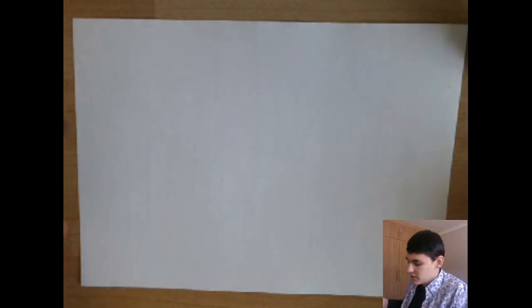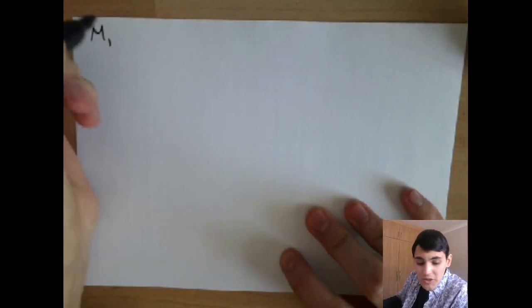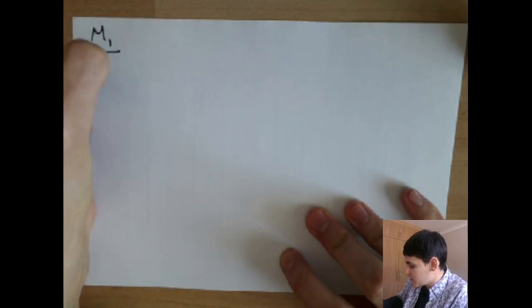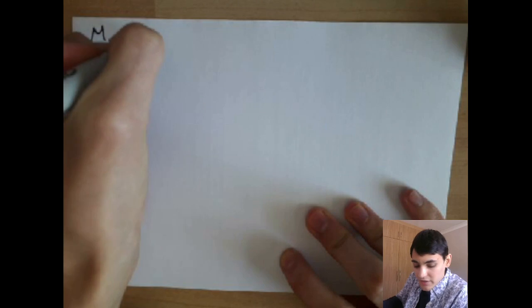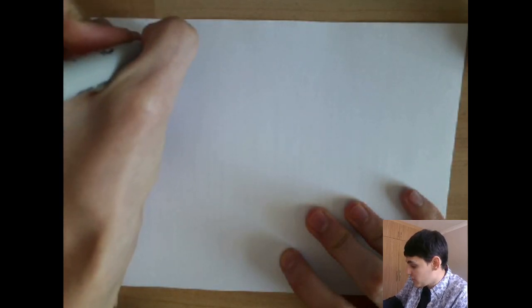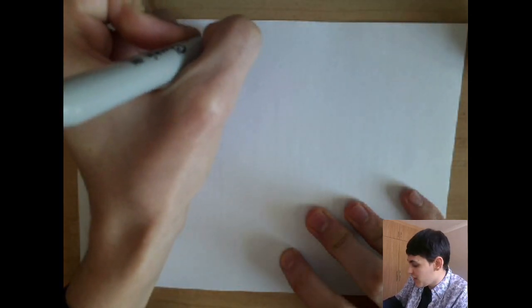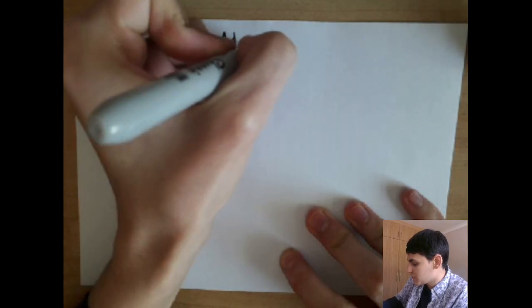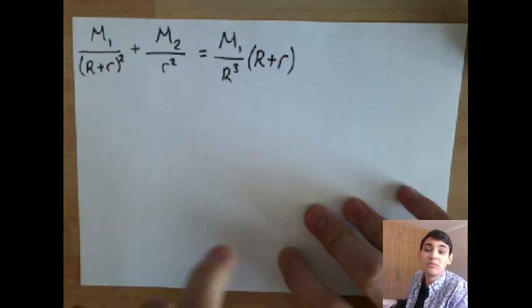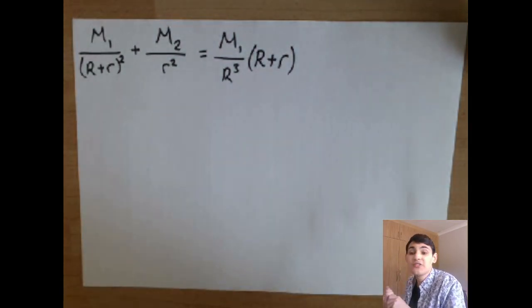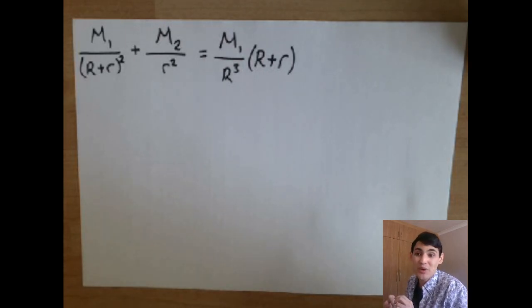Okay. So we end up with m1 over big R plus little r all squared plus m2 over little r squared, and that is equal to m1 over big R cubed multiplied by big R plus little r. Okay. Now, if you try and solve this for little r, what you actually end up with is a quintic equation, and famously, quintics are very difficult to solve. Okay, so we've got to do something a bit clever. We've got to be a bit savvy here.